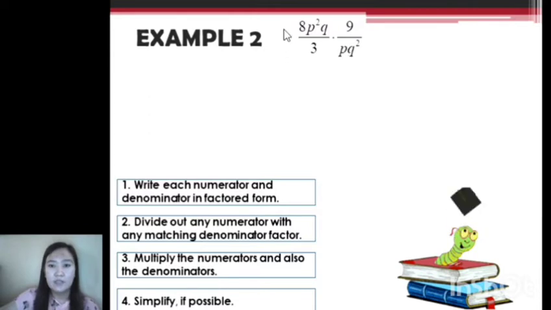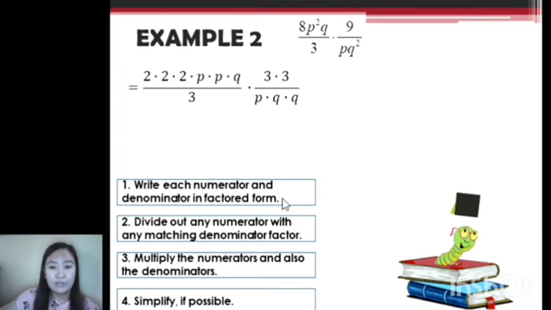Second example, 8p squared q over 3 times 9 over pq squared. First step, write each numerator and denominator in factored form. So the factors of 8, we have 2 times 2 times 2. Factors of p squared, p times p. Q, we have q. Over 3, which is a prime number. Times 9, 3 times 3 over pq squared, we have p. Q squared is equal to q times q.